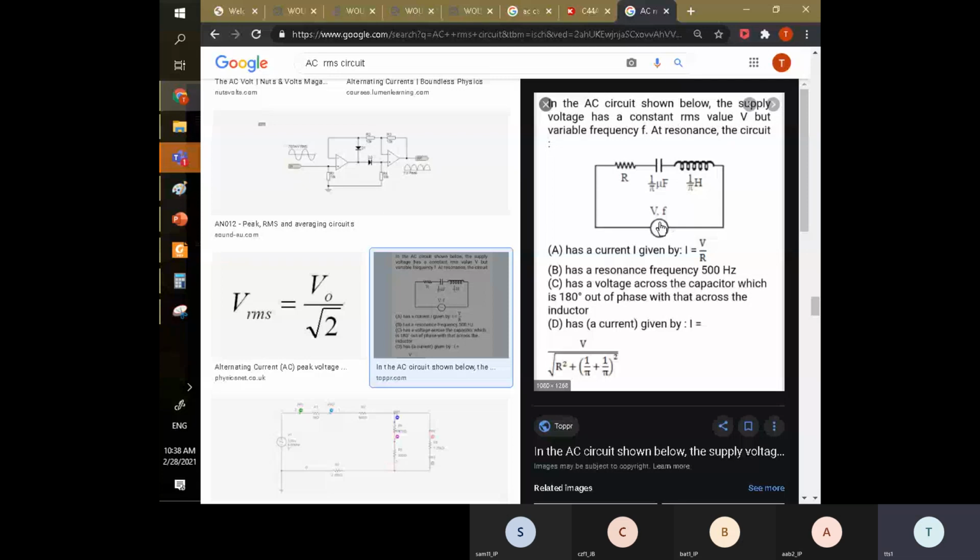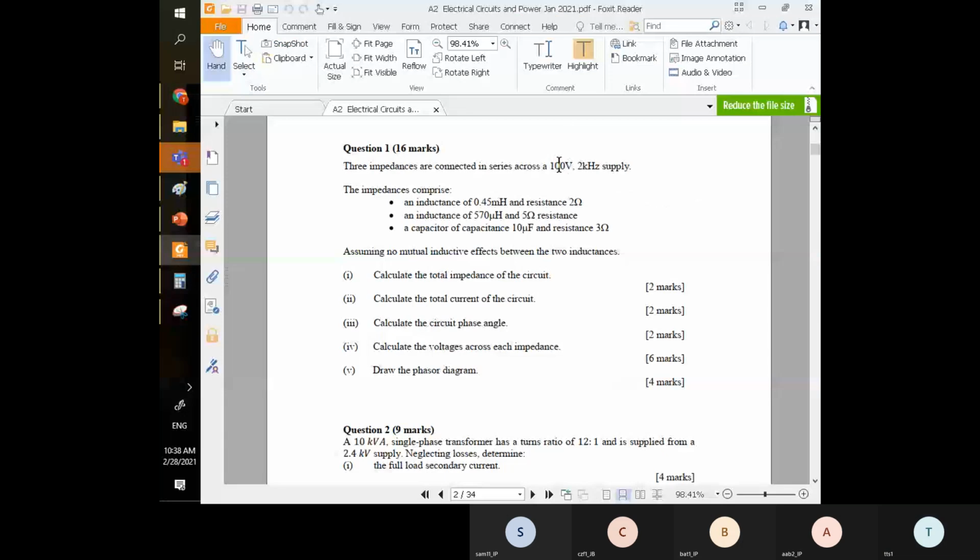That's why I need to make it very clear to you. It's not common to express RMS in this way, but in this example it is RMS, okay? Just to make it clear again, for this question, 100 volt is RMS. I'm quite sure because I referred to the answer.